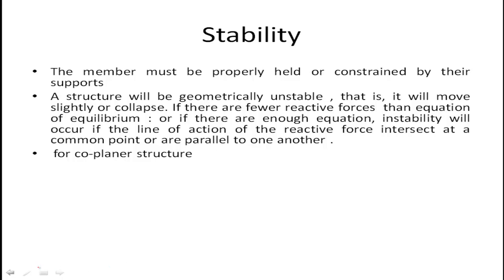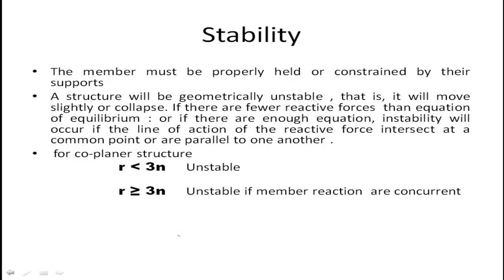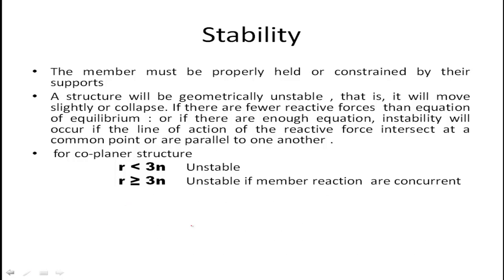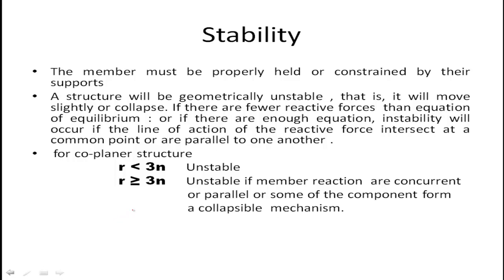Now if we have a coplanar structure, which we usually have, for such structures we have an equation: if r is less than 3n, then the structure is said to be unstable. If r is greater than or equal to 3n, then the structure is said to be stable, but not if the reaction members are concurrent or parallel, or some of the components form a collapsible mechanism. Now we will try to learn how to categorize between stable and unstable structures by a few examples.